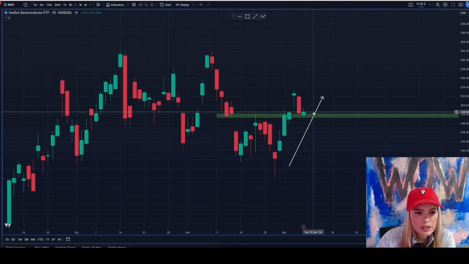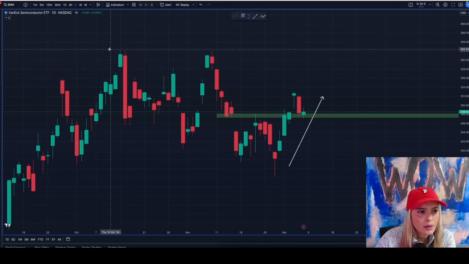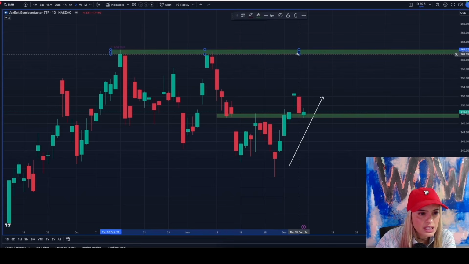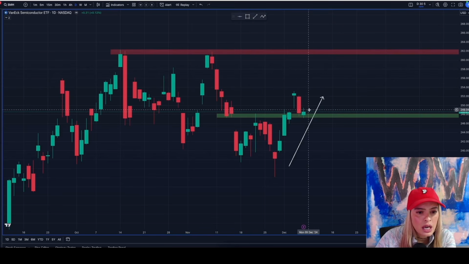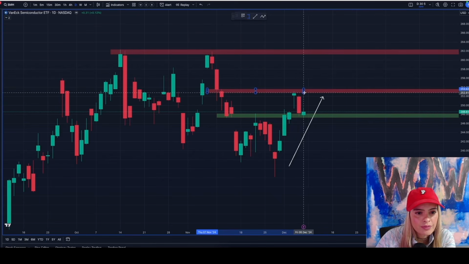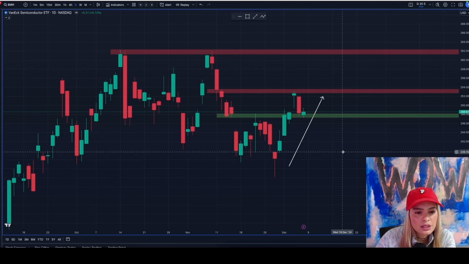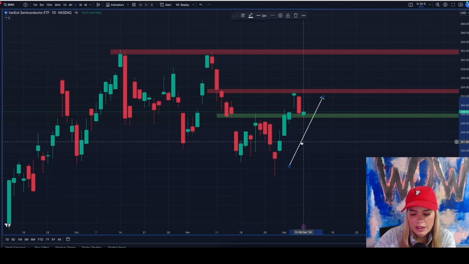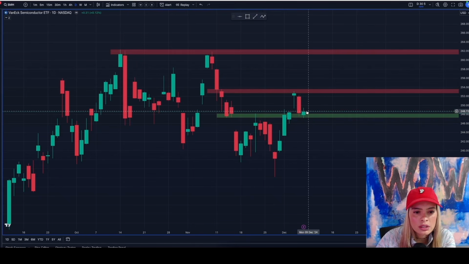So if it holds here, I think we could see, with time, and if the entire market is bullish, especially chips, I do think we could see a major move to this high here. But the first one, we need to pay attention to this little resistance here. So if this level really holds, I think this is a pretty good entry to play the upside continuation. I do like this one.